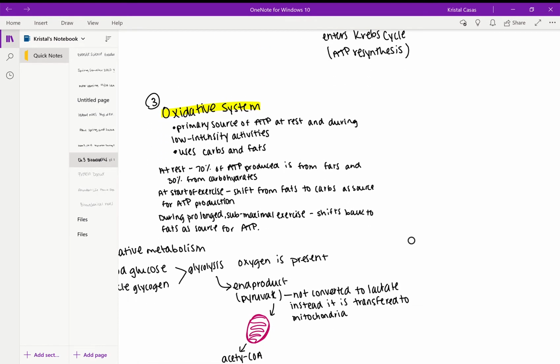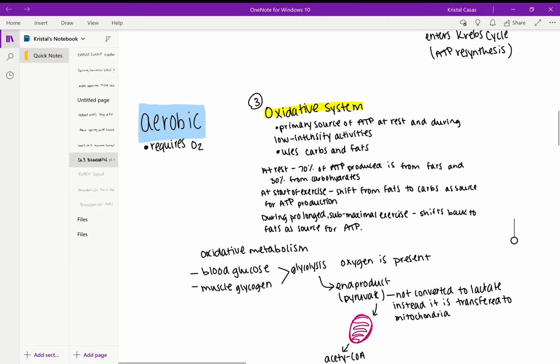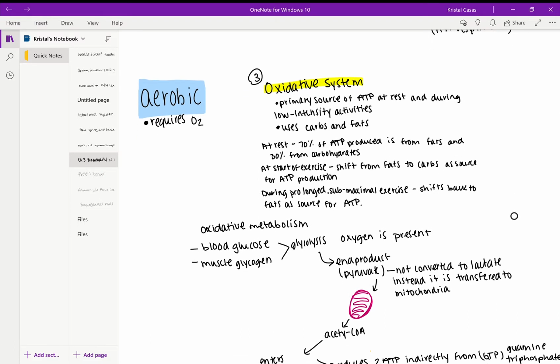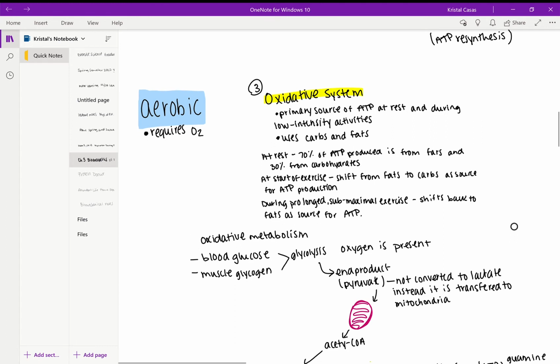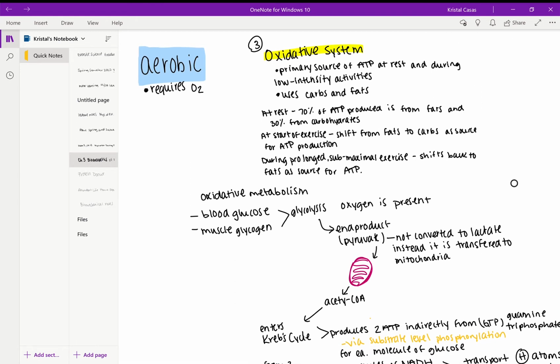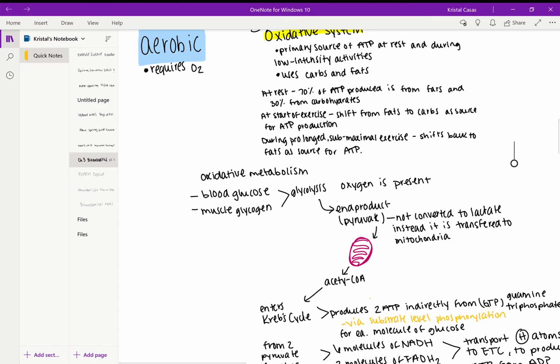Then there's the oxidative system, which is part of the aerobic, which does require oxygen. This is the primary source of ATP at rest and during low intensity activities. At rest, 70% of the ATP is produced from fats and 30% from carbs. So once we start exercising, it shifts from fats to carbs as a source of ATP production. And then if it's a long duration, it switches back to fats as the source for ATP production.